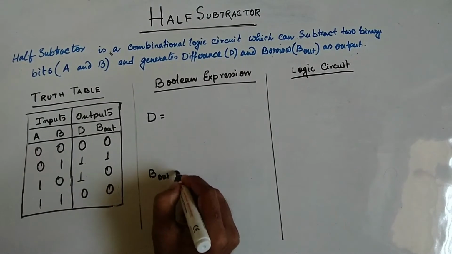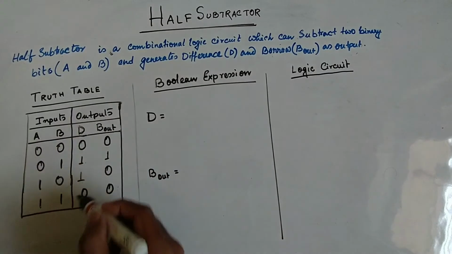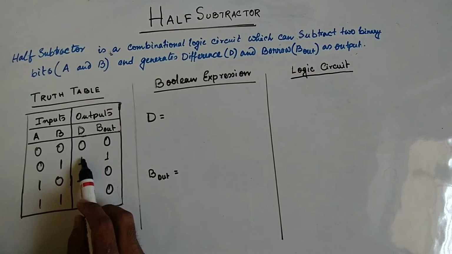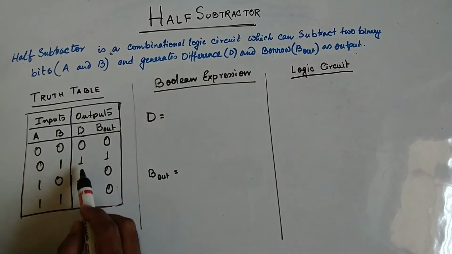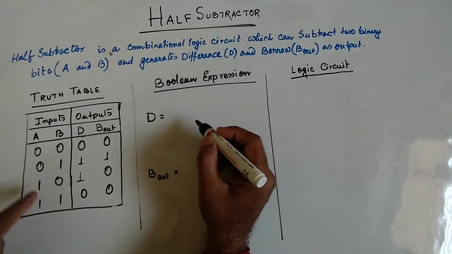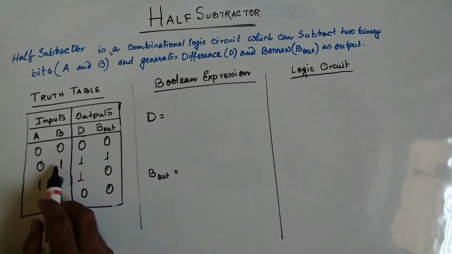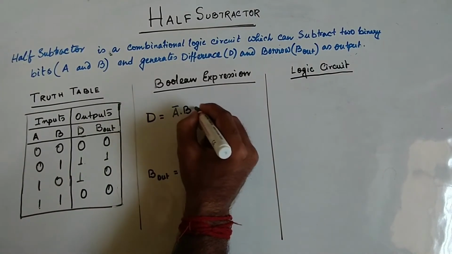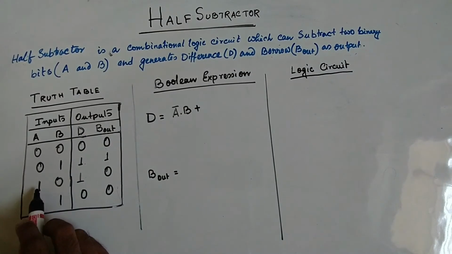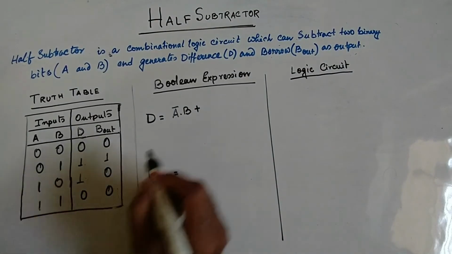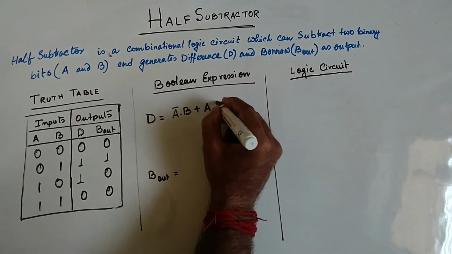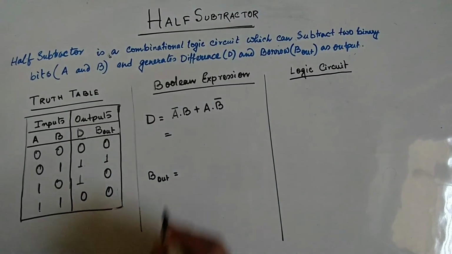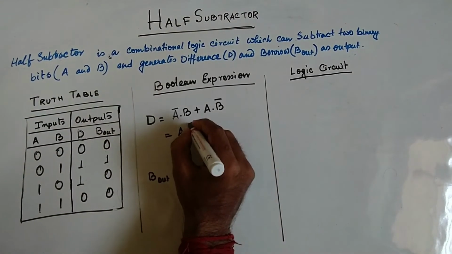So here we have to find out the Boolean expression of the difference and that for borrow out. If we see the column of the difference D, the value of D becomes 1 two times: when A is equal to 0 and B is equal to 1, so in min term it means A complement B, and for the second case when A equals 1 and B equals 0, again in min term it will be A B complement.